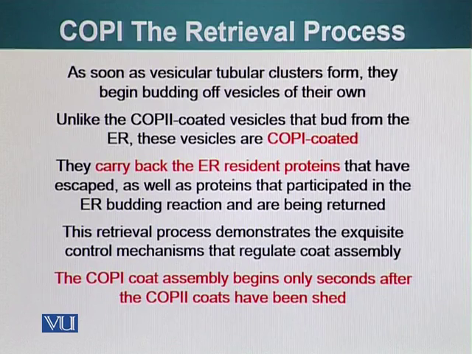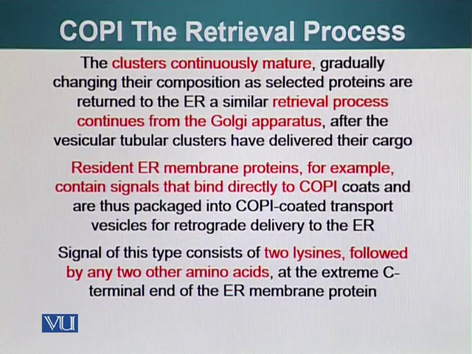They carry back ER resident proteins that have escaped, as well as proteins that participated in the ER budding reaction and are being returned. This retrieval process demonstrates the exquisite control mechanism that regulates coat assembly. The COP1 coat assembly begins only seconds after the COP2 coats have been shed. The vesicular tubular cluster continuously matures, gradually changing its composition as selected proteins are returned back to the ER. The retrieval process continues all the way from the ER to the Golgi apparatus.